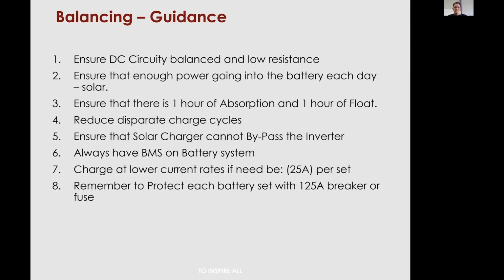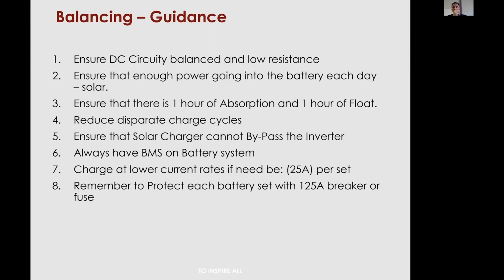I know this seems straightforward, but people do forget that, or do not realize how important that BMS is. If you don't have that BMS on there, you obviously are out of warranty, but also your balancing goes haywire.